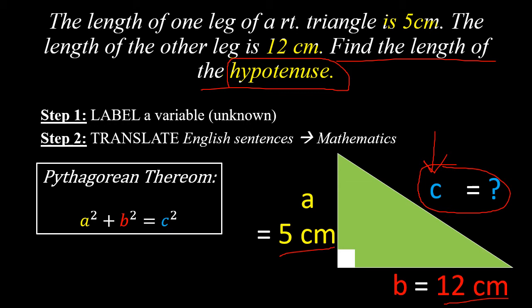So now we need to take our English sentences and translate them to mathematics. And once again, to do that, we are going to be using the Pythagorean theorem, just like we did the first time.